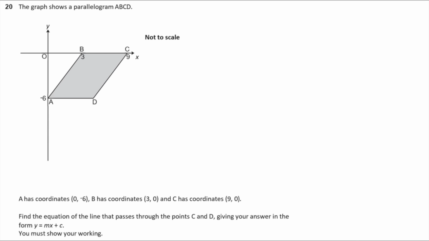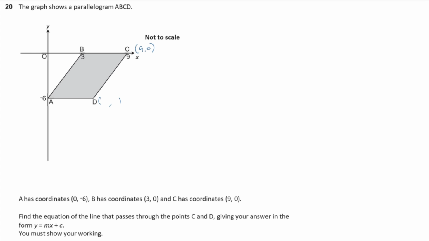Now, to find the equation of a straight line, you either need to know the gradient and a point on the line, or you need to know two points on the line so you can find the gradient. At the moment, we only know one point on the line, and that's C, at coordinates 9, 0. What we want to do is work out the coordinates of D. Can we do that?